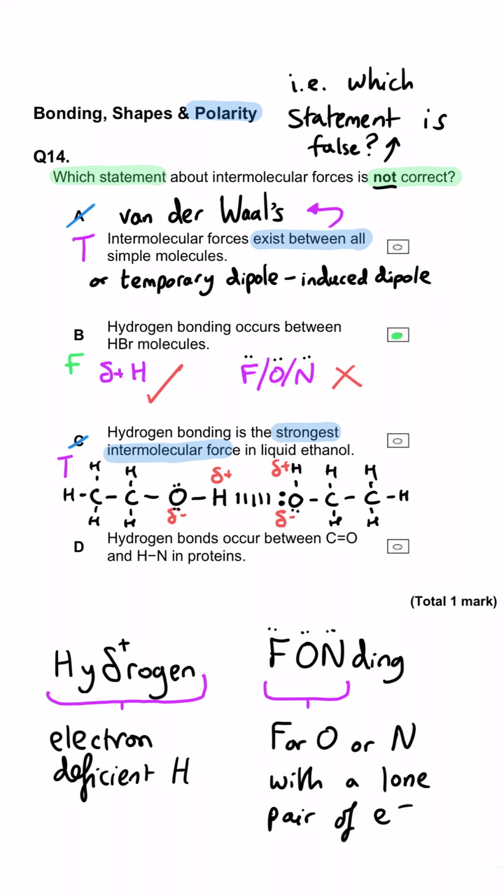And D, hydrogen bonds occur between the carbonyl and the H to N group in proteins. That's absolutely true, and that's part of what gives them their three-dimensional structure, the existence of these hydrogen bonds. So B is the correct answer.